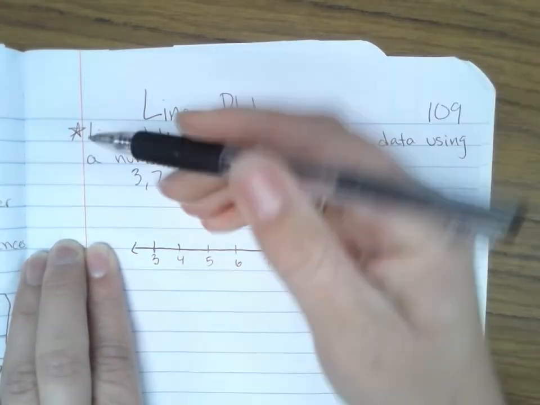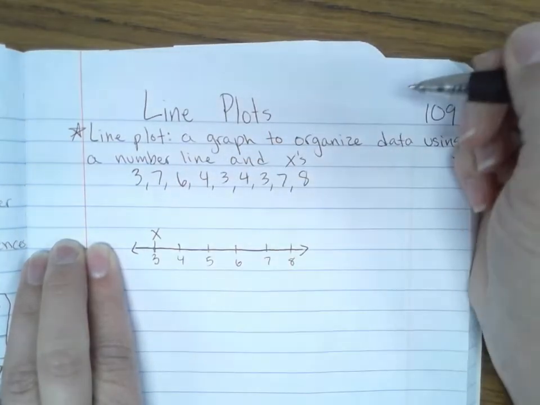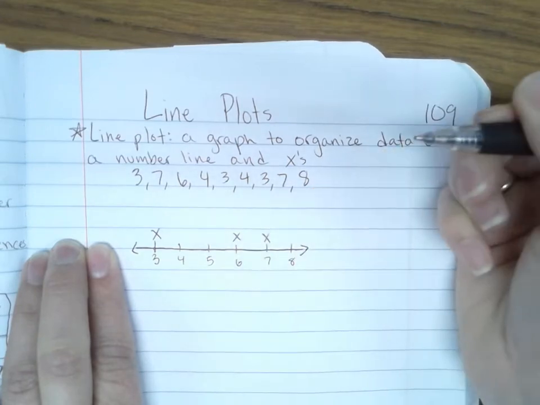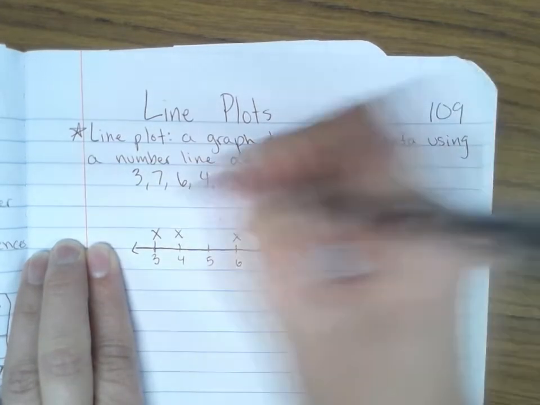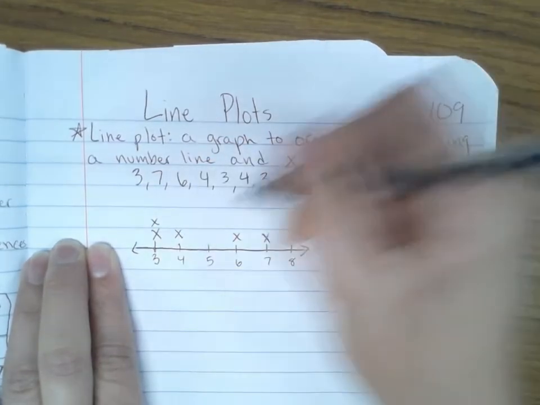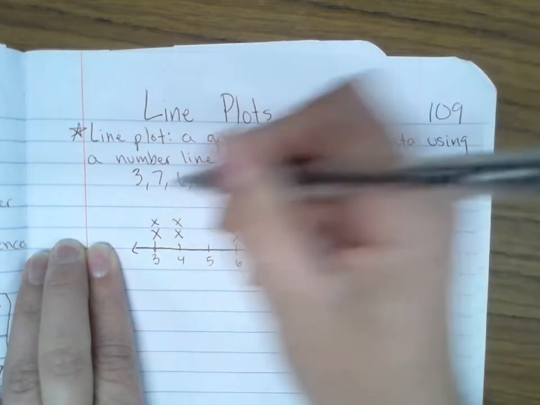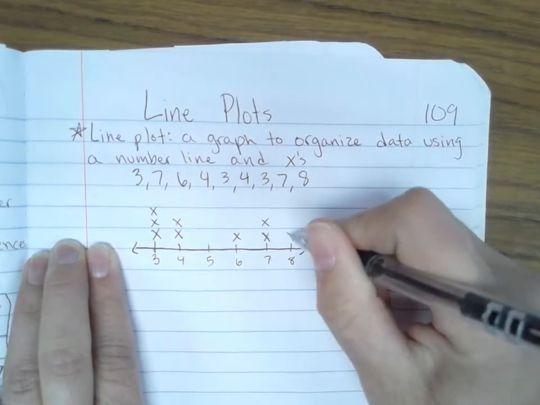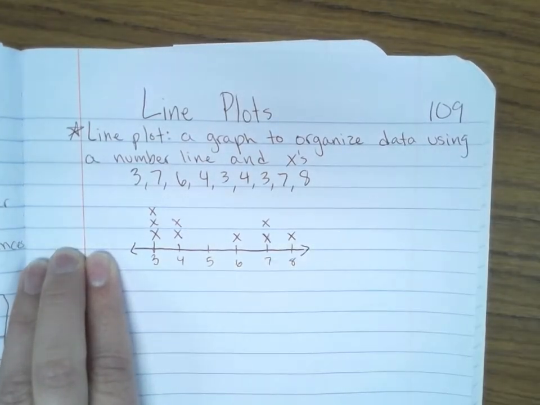So here, I've got a 3, so I'm going to put an X. 7, put an X. 6, 4, 3, 4, 3, 7, and 8. That's all there is to a line plot.